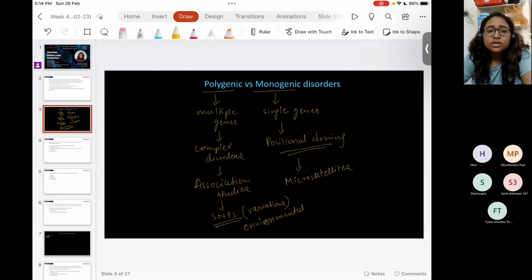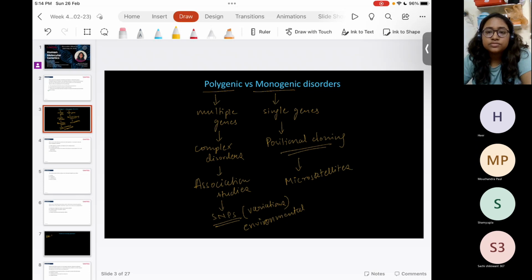Let me ask you, do these two types of disorders show differences in how they are inherited from one generation to the next generation? Is there any difference in the pattern of inheritance for polygenic or monogenic disorders? Any one of you can answer. No issues at all.